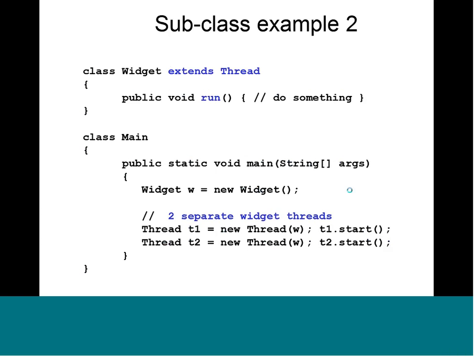Another example. Two separate threads of type Widget. This is another way of coding. They're not sharing a widget. There are two separate threads of type Widget. So each time you call start, each one will call its own run method. Okay? This will become common knowledge when you start doing your threading implementation.